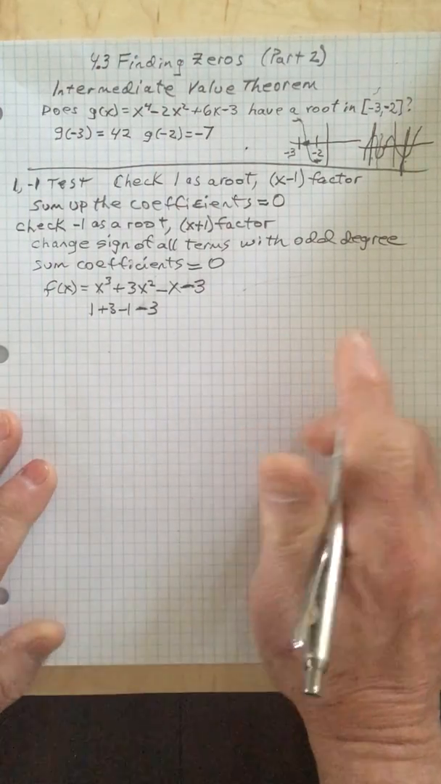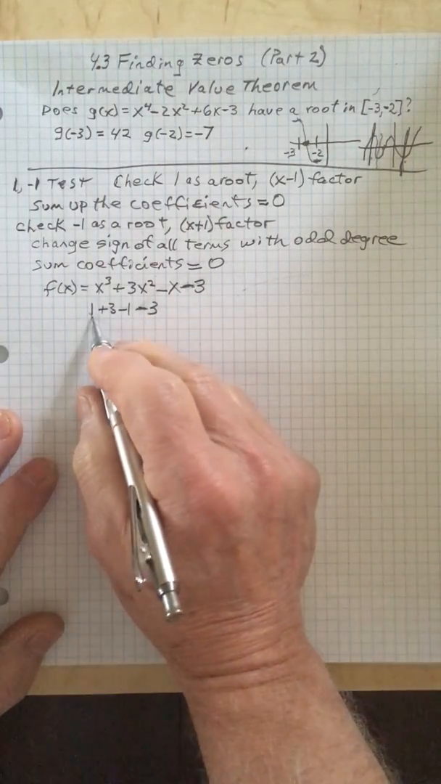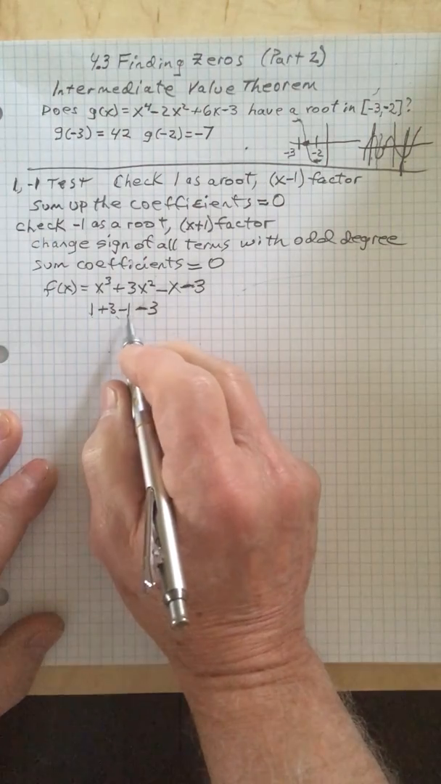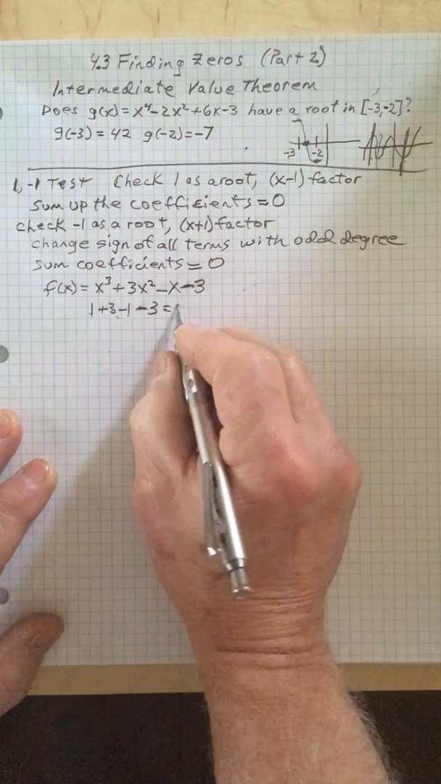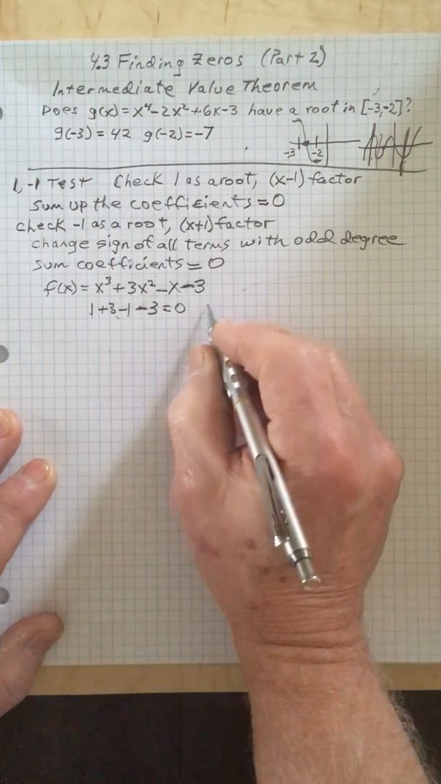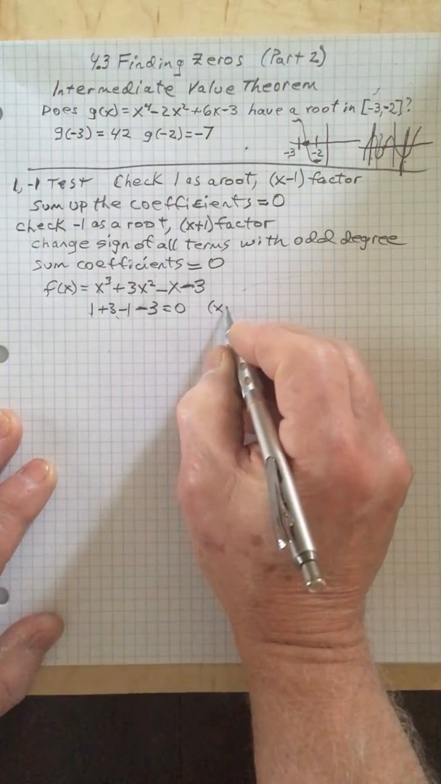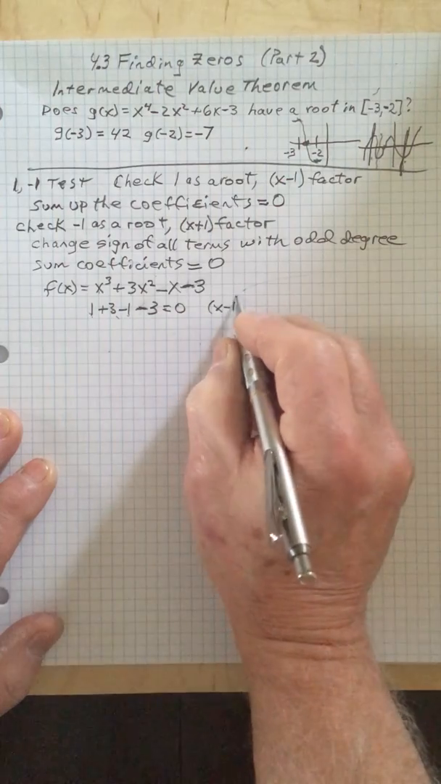Okay, so add up the coefficients. 1 plus 3 is 4. 4 minus 1 is 3. 3 minus 3 is 0. So that means 1 is a root, or x minus 1 is a factor.